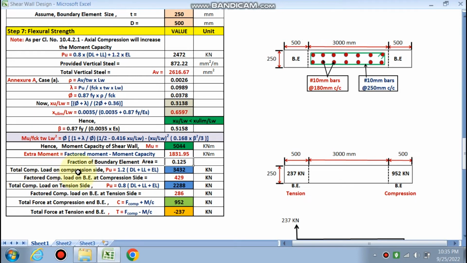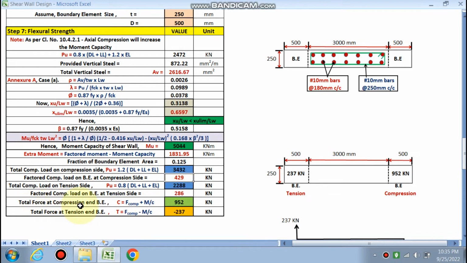Total compressive load on the compression side, this much is the 3.32 is the total compressive load by this formula. So factored compressive load, so you have to multiply by this fraction on to this. So this is 0.429 kilonewton, right, on compression side. And the same for the tension side. This is the load and this is the factored. This is 0.125 multiplied by this. This is 286 on the tension side.